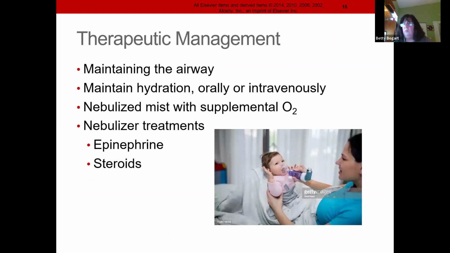So what is our goal when this happens? Well, we've got to get the airway open. That's that racemic epi. We think of epi and anaphylaxis and injection in the arm, right? Well, this is racemic epi.